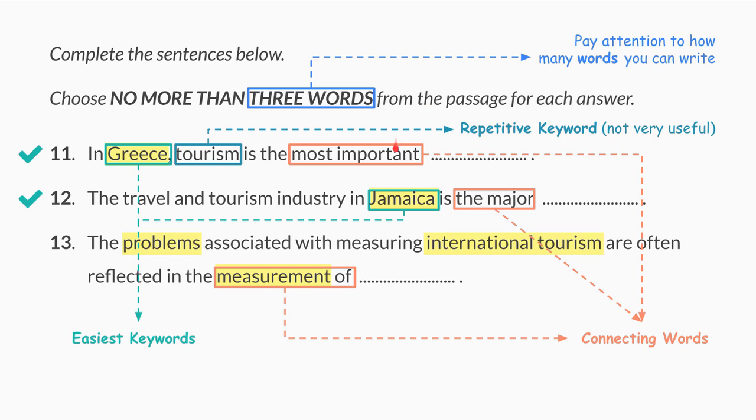If your answer does not fit with these connecting words, then your answer is not the correct answer. So if your answer does not fit with these words, then you know that you have to go back and look for a different answer. So that's why these connecting words are important, and that's why we pay attention to them.